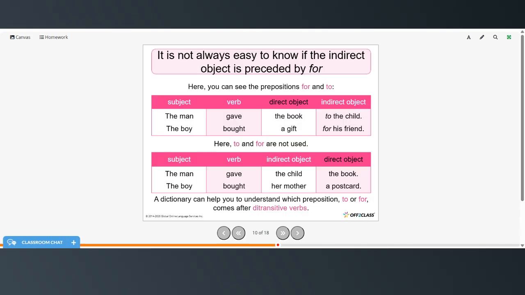The man gave the child a book. The boy bought his mother a postcard. So a dictionary can help you understand which preposition, to or for, comes after ditransitive verbs.